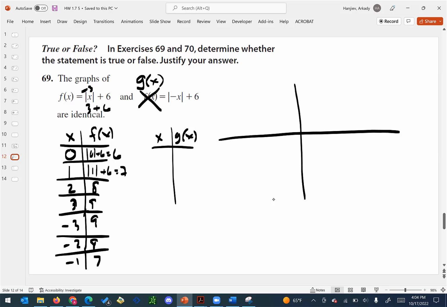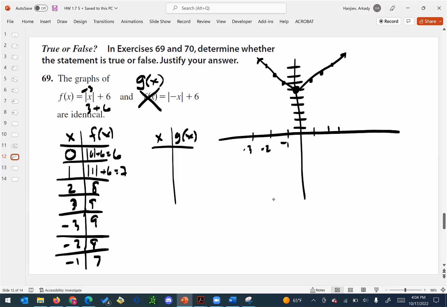All right, so what did we do? We graphed this. 1, 2, 3, 4, 5, 6, 7, 8, 9. And it's going to be 0, 6, 1, 7, 2, 8, 3, 9, negative 1, 7, negative 2, 8, negative 3, 9. So there's my graph.